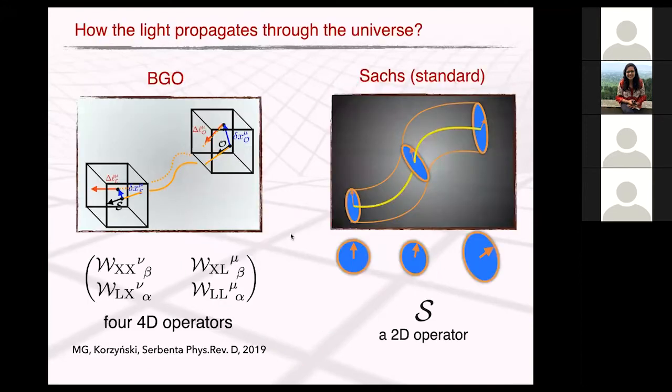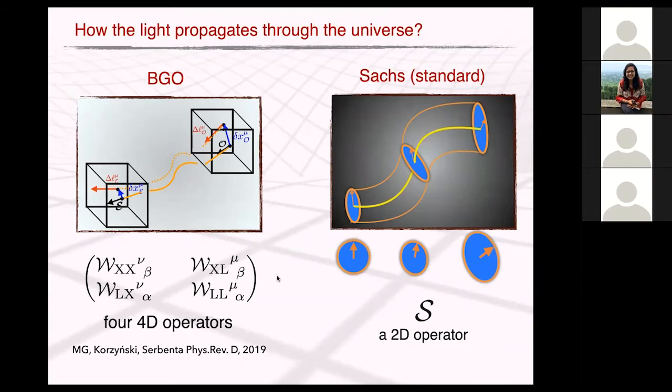The BGO formalism is an alternative to the standard formulation of light propagation, which is the Sachs approach. The Sachs formalism was formulated in 1961, and essentially it described image distortion by calculating the deformation of a 2D cross section of the light beam. So for this characteristic, the Sachs approach is very efficient to describe lensing effects, but it accounts only for those distortions along a 2D screen, while in general, we have deformation in all four dimensions.